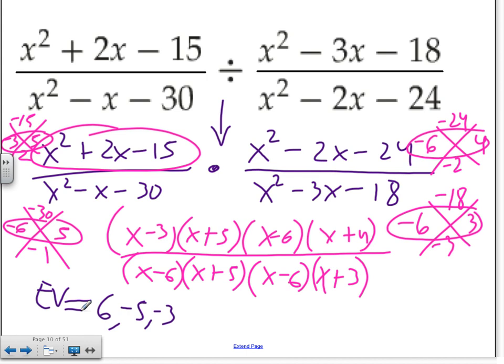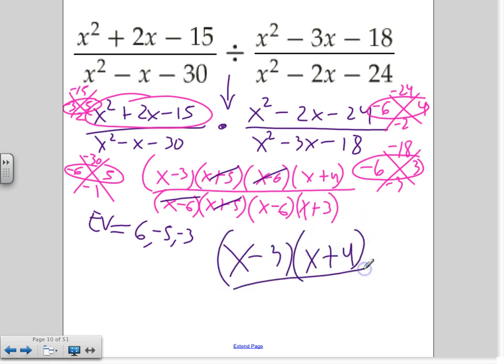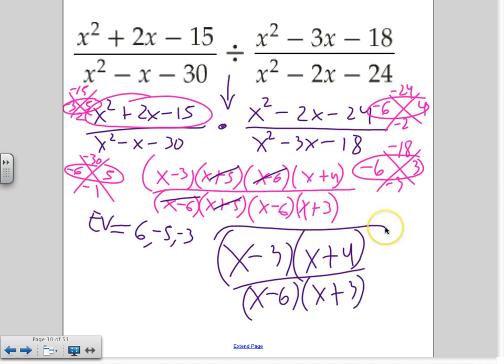Can I cancel anything out? Negative 6 cancels. Anything else? Positive 5. Anything else? No. So our final answer, guys, is x minus 3, x plus 4, over x minus 6, x plus 3. And that's how we do it.